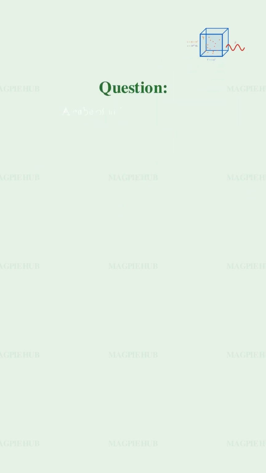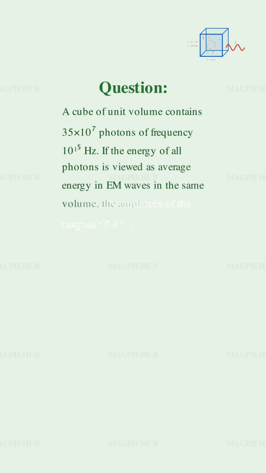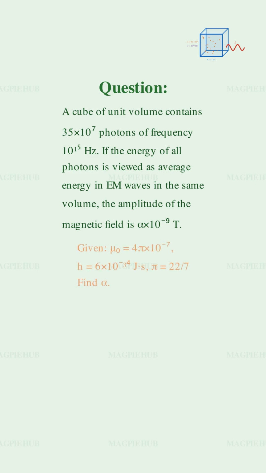Here is the full question. A cube of unit volume contains 35 times 10 to the power 7 photons of frequency 10 to the power 15 Hz. If the energy of all photons is viewed as the average energy of electromagnetic waves in the same volume, the amplitude of the magnetic field is alpha times 10 to the power minus 9 Tesla. Given mu naught equals 4 pi times 10 to the minus 7, h equals 6 times 10 to the minus 34 joule seconds, and pi equals 22 over 7, find alpha.